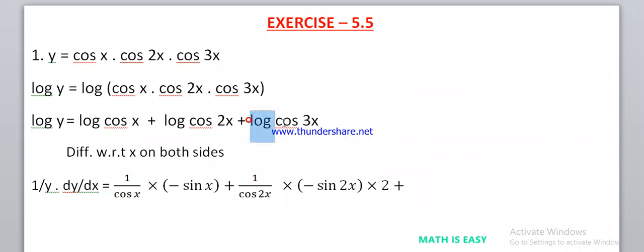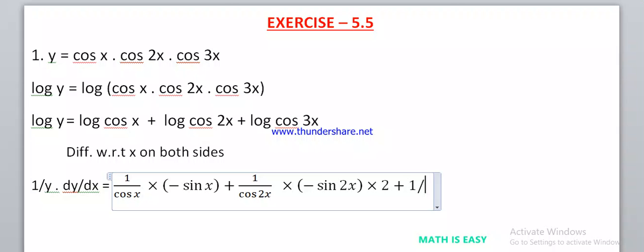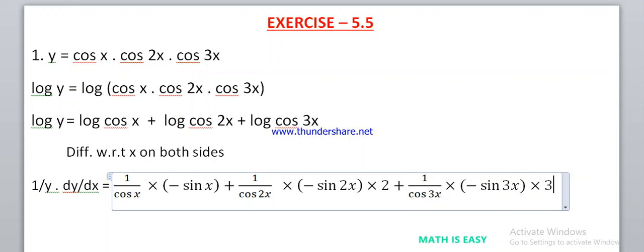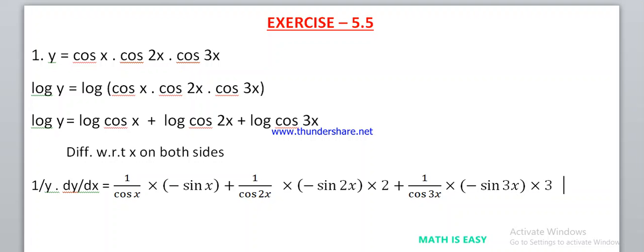Now this log 3x differentiation will come as 1 upon cos 3x multiply by, now derivative of cos 3x will come. Derivative of cos 3x is minus sin 3x will come, minus sin 3x into derivative of 3x. Derivative of 3x is 3 and derivative of x is 1, so that you no need to write it. Okay, so this is what you will get.